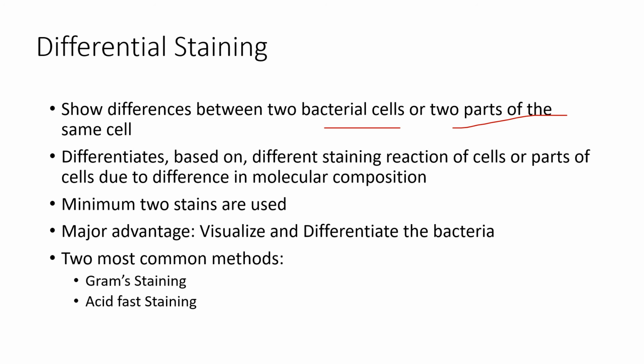Here we are using two stains, minimum two stains are used. And the major advantage is to differentiate the bacteria. Like in gram staining, it clearly demarcates two different types of cells, that is gram positive bacteria and gram negative bacteria. Again, the two most common methods are gram staining and acid-fast staining, but we have other types of staining under differential staining as well.